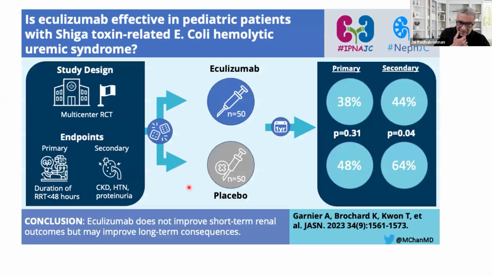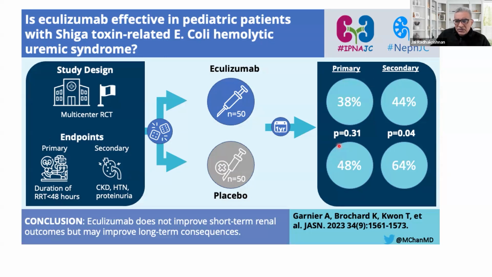So this is the only RCT. It was done in children. And they looked at using eculizumab versus placebo, 50-50 in each group. And the primary endpoint was limiting RRT to less than 48 hours. And the secondary was the CKD, hypertension, proteinuria endpoint at 1 year.